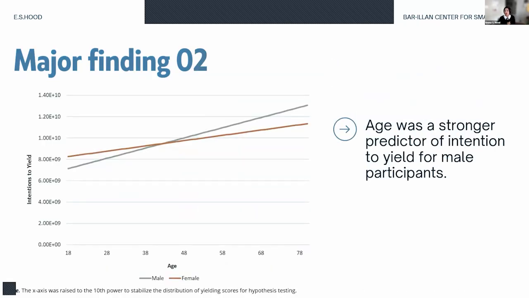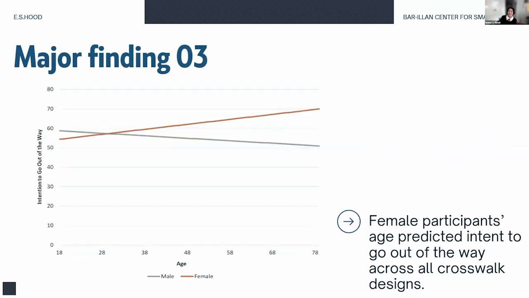And then our second major finding was age was a stronger predictor for male participants to yield. So for males, age was stronger than for females, which is pretty consistent with the literature. As males get older, their risk behaviors get lower. So that was interesting. And then for female participants, age predicted intent to go out of the way across all crosswalk designs.